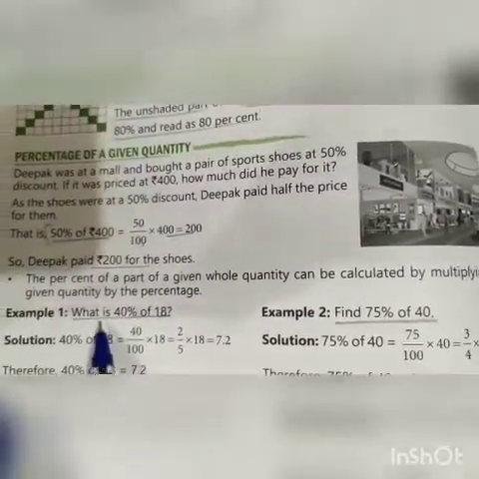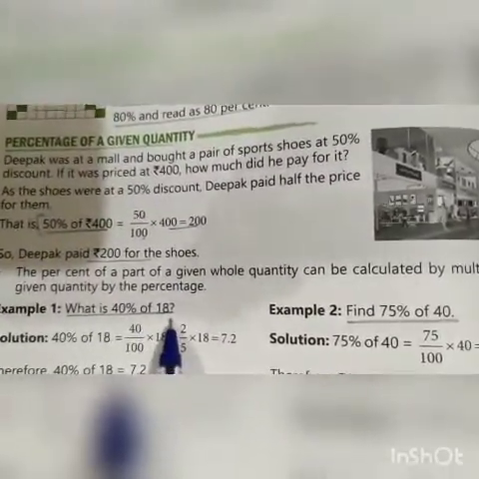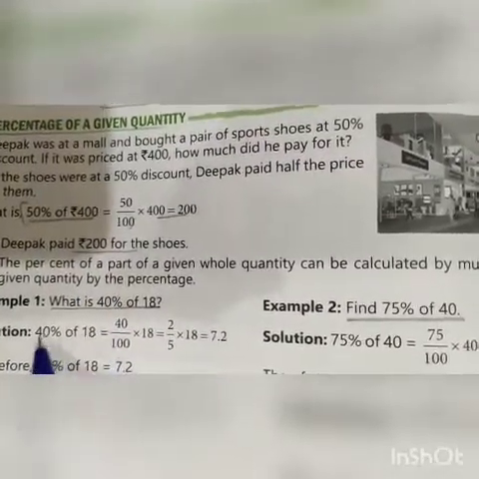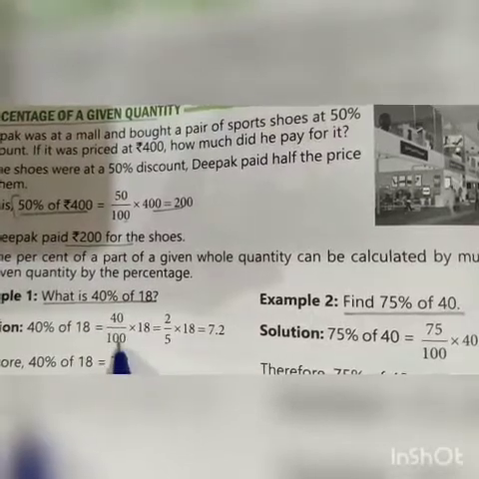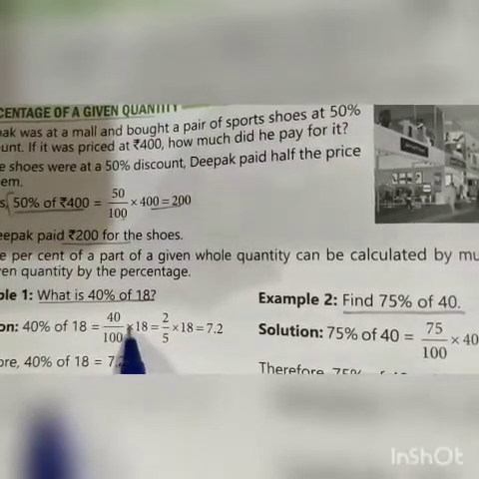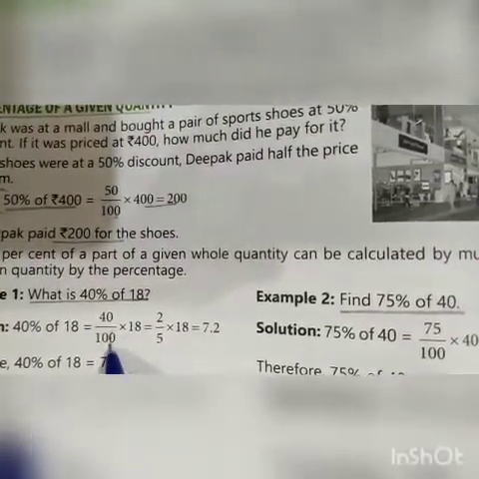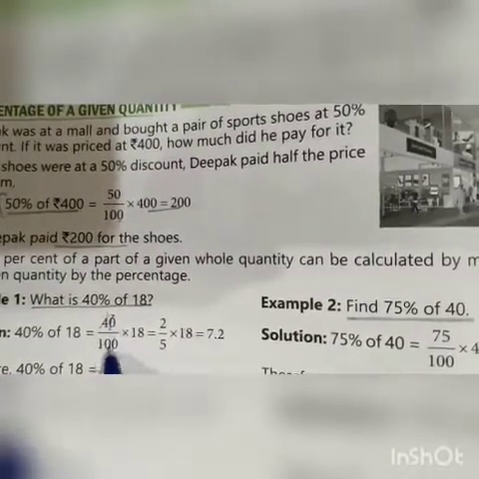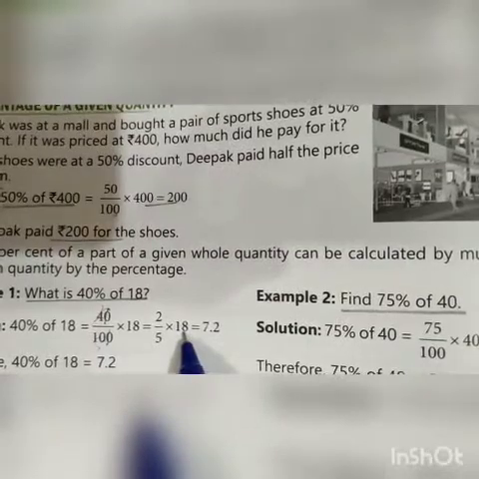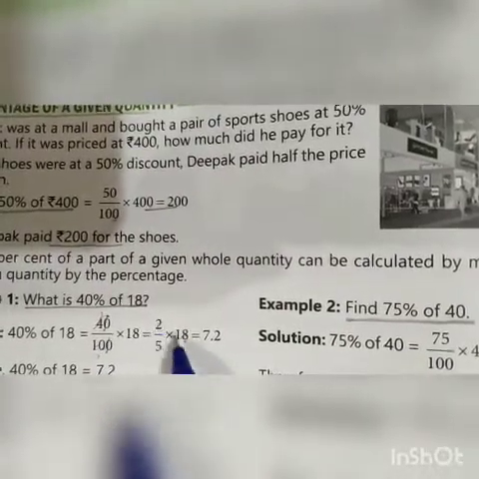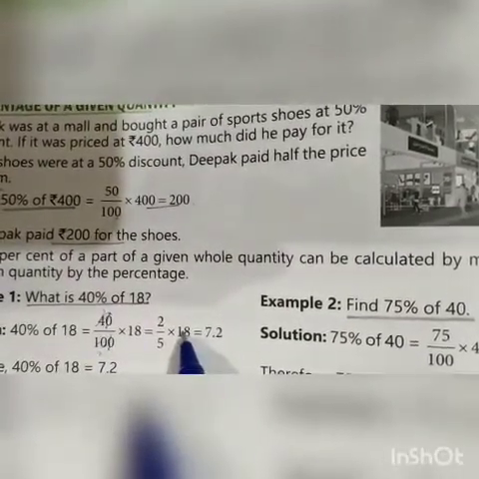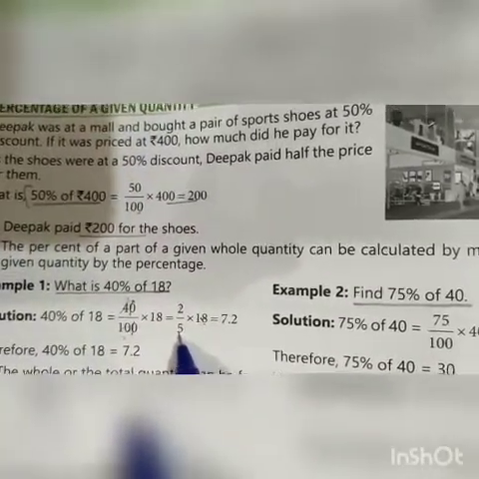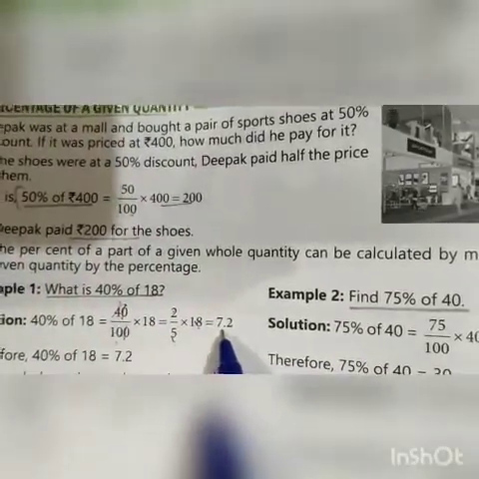Come to example 1. What is 40% of 18? As we did this one, see, 40% of 18. 40% means 40 upon 100. Of means multiply 18. We will simplify it. 0, 0 cancel. Then 2 twos are 4, 2 fives are 10. 2 upon 5 into 18. When we multiply this 2 into 18, it will be 36. 36 upon 5. And when we divide 36 by 5, we will get 7.2.